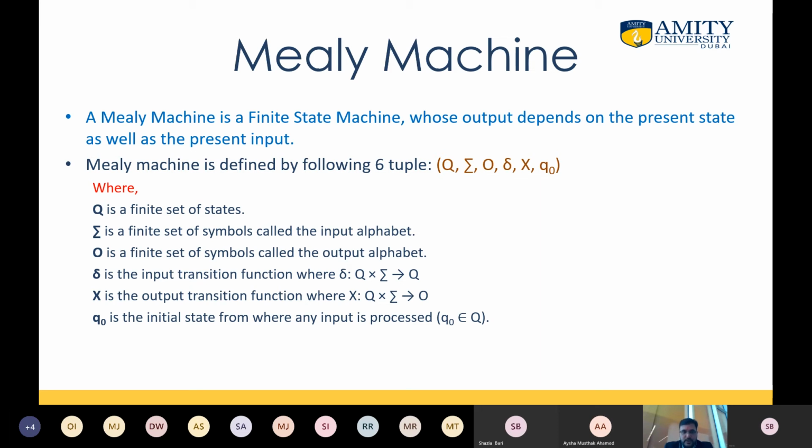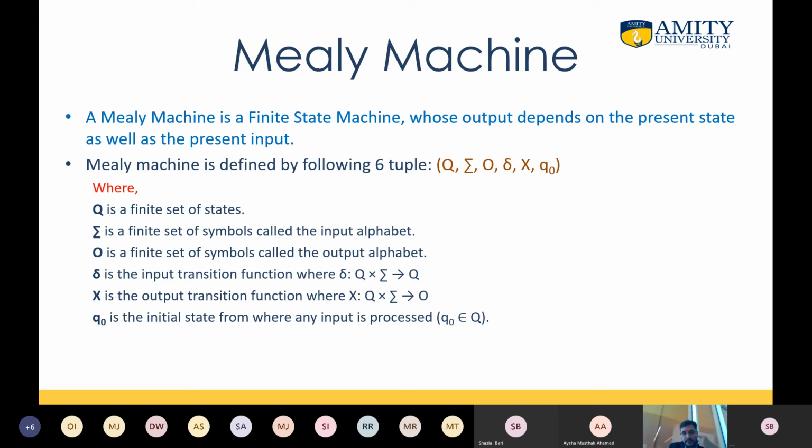So definition is here. A Mealy machine is a finite state machine whose output depends upon the present state as well as the present input. I guess we did this in the class. So Mealy machine output depends upon the state as well as the input whatever we are giving. So for each input there will be output as well, and those 6 tuple will be capital Q, sigma, O, delta, X, and Q0.